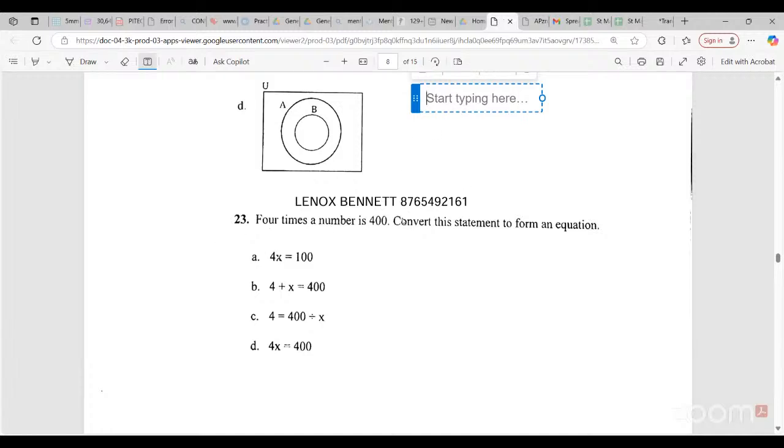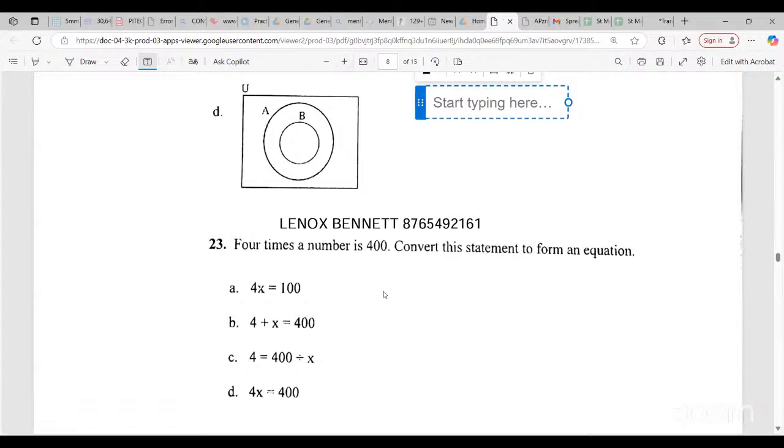It said 4 times a number is 400. Convert the statement to form an equation. A says 4x is equal to 100. B says 4 plus x is equal to 100. C says 4 is equal to 400 divided by x. And D says 4x is 400. Let me see what you guys think for this one.